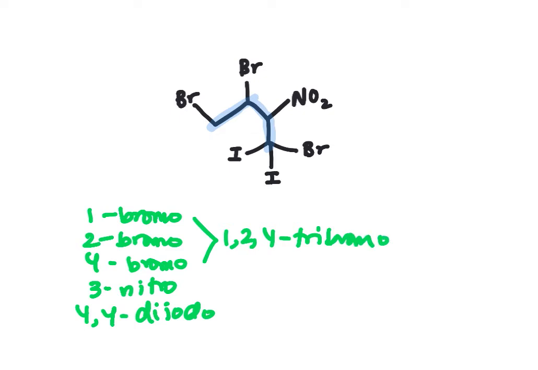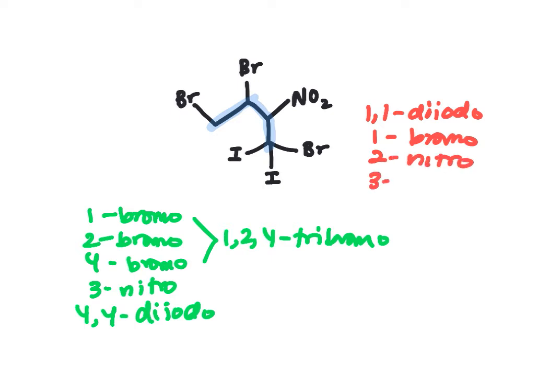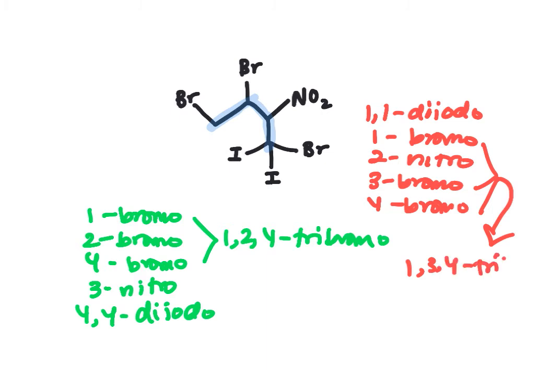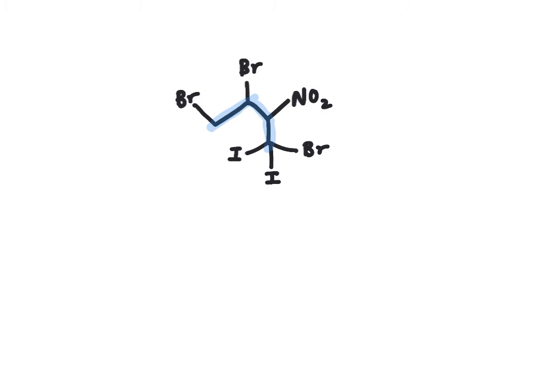Let's look at the red scheme. With the red scheme, we have a 1,1 diiodo, a 1 bromo, a 2 nitro, a 3 bromo, and a 4 bromo. And again, the bromos would come together and make 1, 3, 4 tribromo. So we want the lowest possible numbers. Overall, you would get the lowest possible numbers if we use the red scheme where you have the 1,1 diiodo.